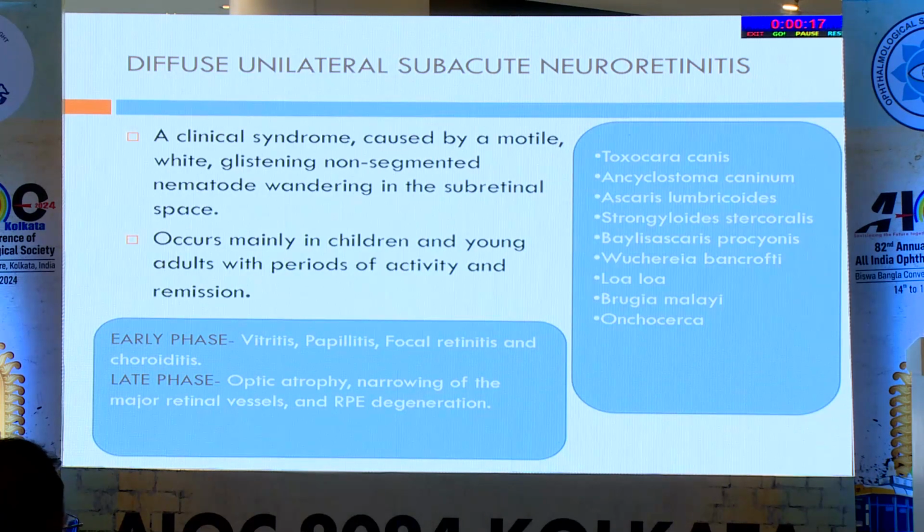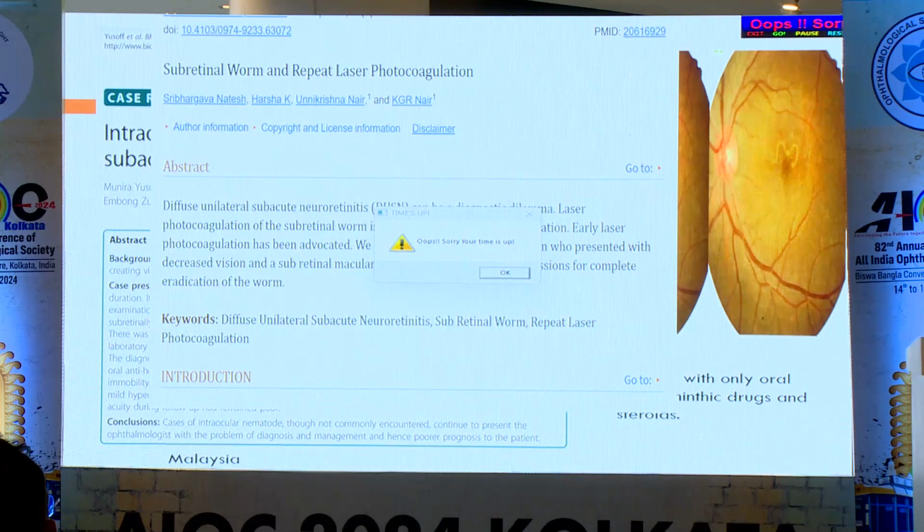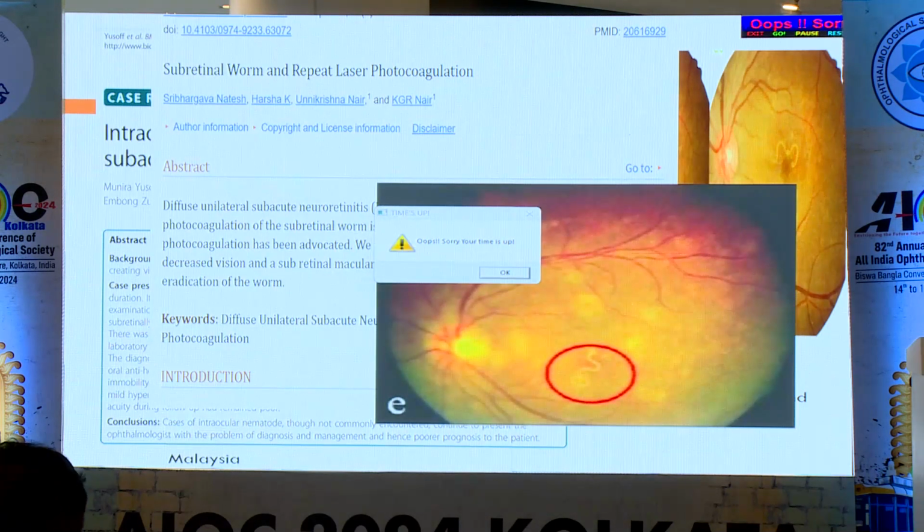Many worms have been studied in the past, like Toxocara, Ancylostoma, Ascaris, Strongyloides, Baylisascaris. These are the various case reports that have been published in the past. This is a Toxocara canis case report in which they treated it with only oral anthelminthic drugs. There is a subretinal worm present in the macular area. And there are other case reports in which there was a subretinal worm in the macular area belonging to Baylisascaris, and it was treated with laser photocoagulation.